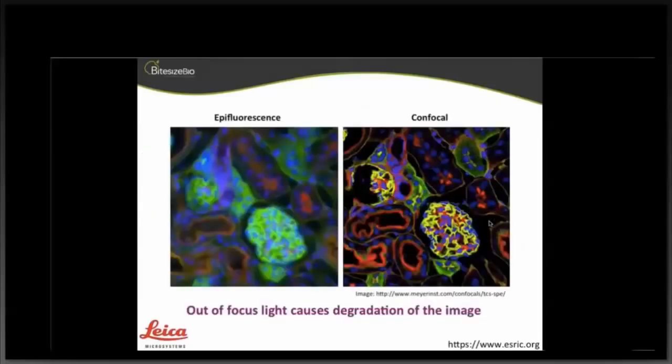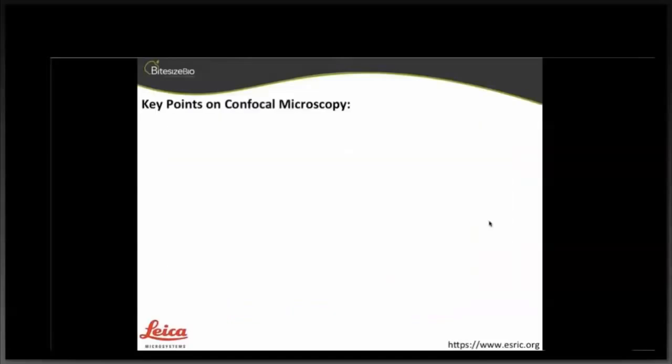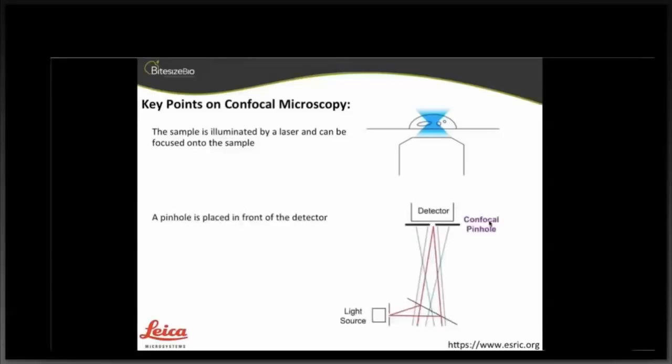So if we go back to the original example I showed you, you can see what I mean by degradation, as the information you receive is degraded and it's lost. Looking at the confocal microscope, there are a few key changes which can combat these issues. First one is that the sample is illuminated by a laser, which is going to be focused to a small spot. Secondly, there is a pinhole in place, which is in front of the detector.